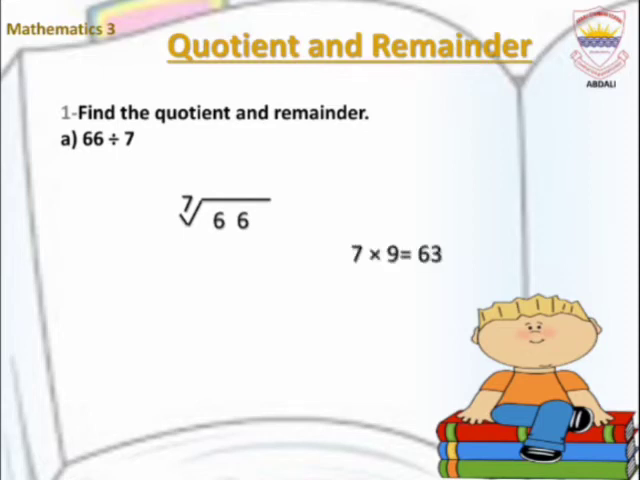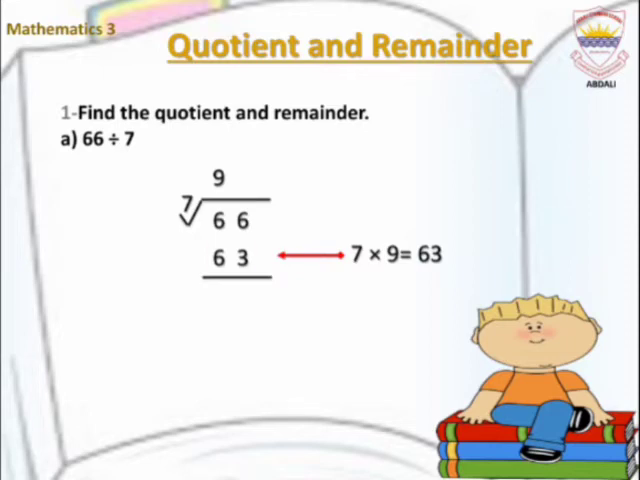Now student, by following our first step, we recall the table of 7. 7 9s are 63. We write 63 under 66 and we write 9 at quotient place.